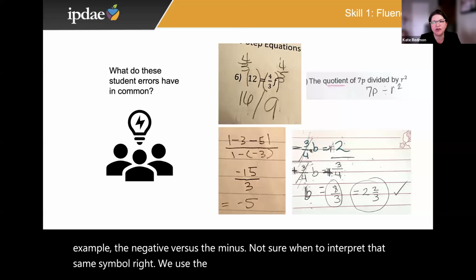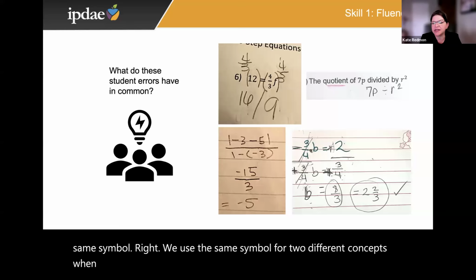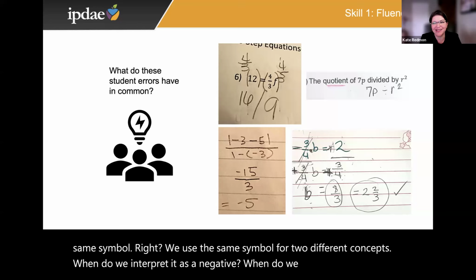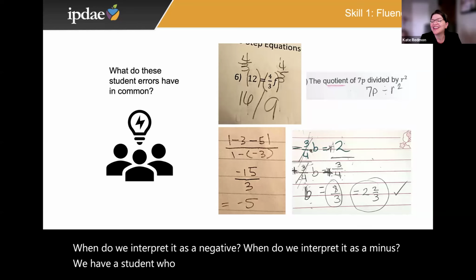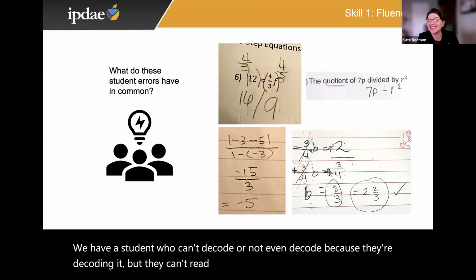We use the same symbol for two different concepts. When do we interpret it as a negative? When do we interpret it as a minus? We have a student who can't decode, or not even decode because they're decoding it, but they can't read that word in context.